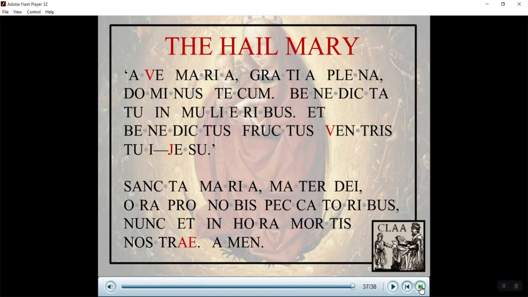Ave Maria, gratia plena, Dominus tecum. Benedicta tu in mulieribus, et benedictus fructus ventris tui, Jesu. Sancta Maria, Mater Dei, ora pro nobis peccatoribus, nunc et in hora mortis nostrae. Amen.